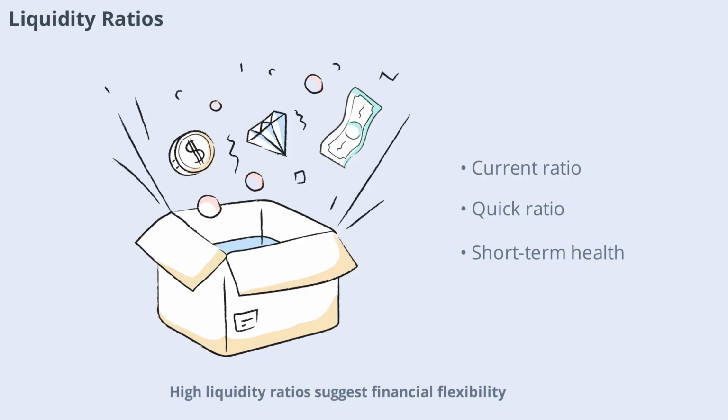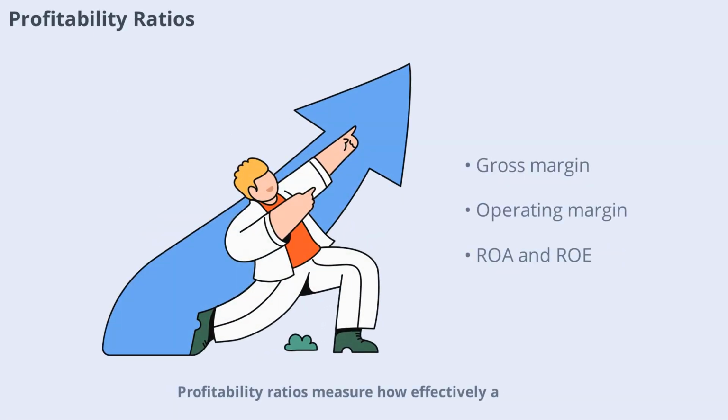High liquidity ratios suggest financial flexibility, while low ratios may signal potential cash flow problems. Profitability ratios measure how effectively a company generates profit from its resources. Key ratios include gross profit margin, operating margin, and net profit margin.